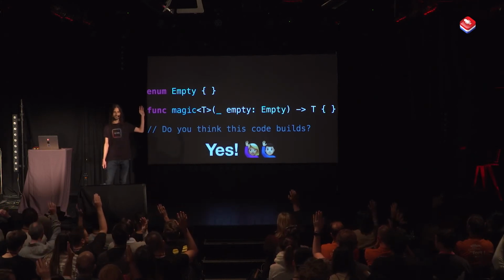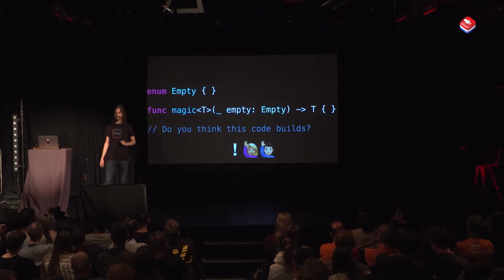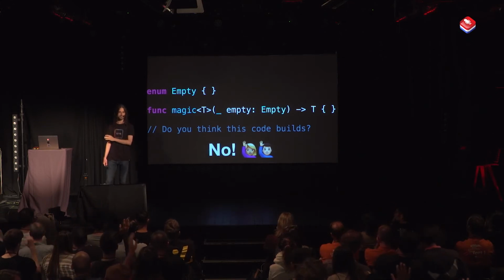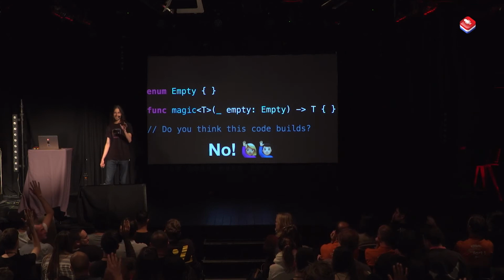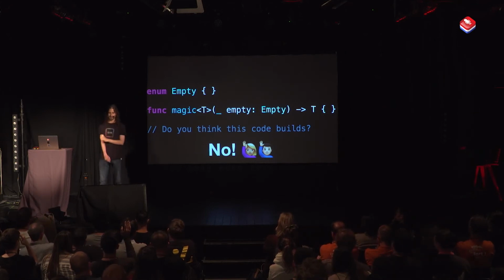Okay, a few hands are being raised. And raise your hand if you think it does not build. Okay, so slightly less, but we are still kind of split. The answer is that this code builds. And what's really interesting is why it builds, because there is math behind it.